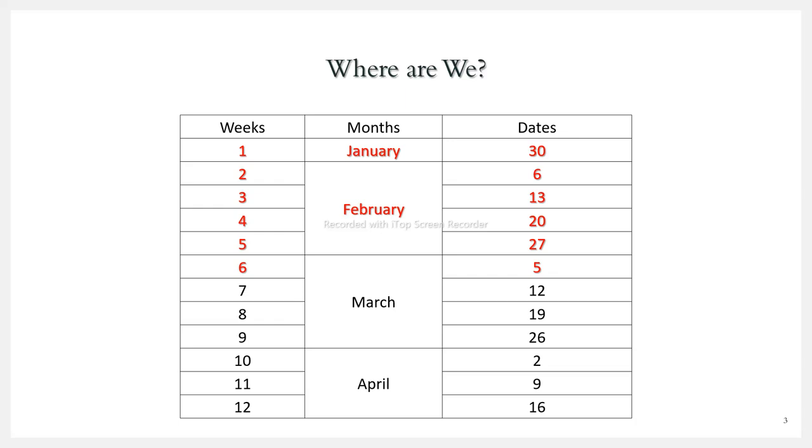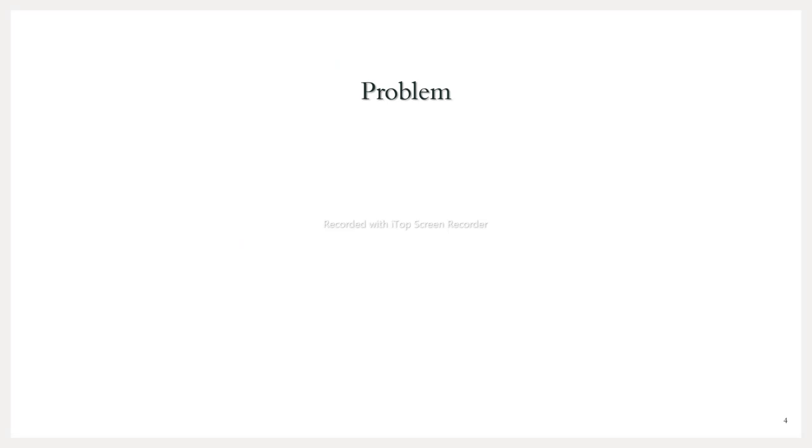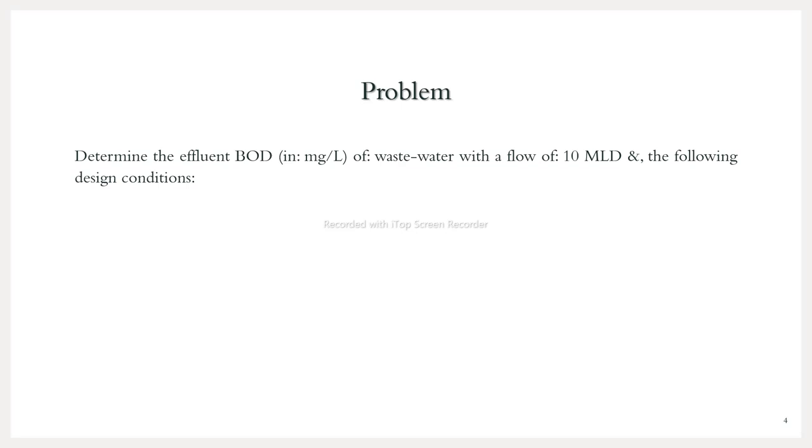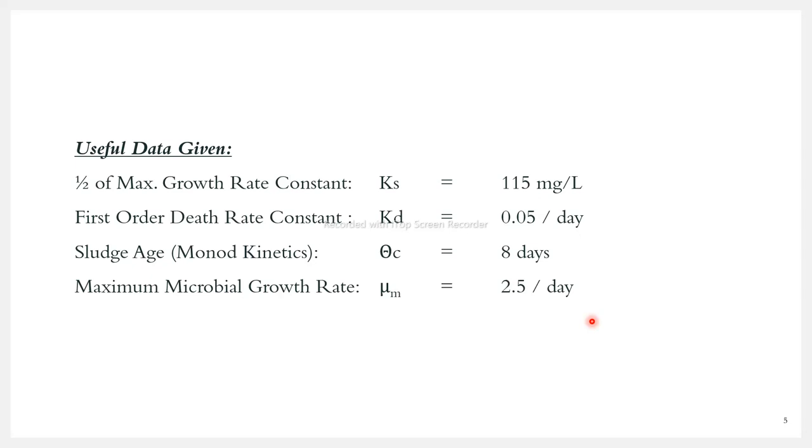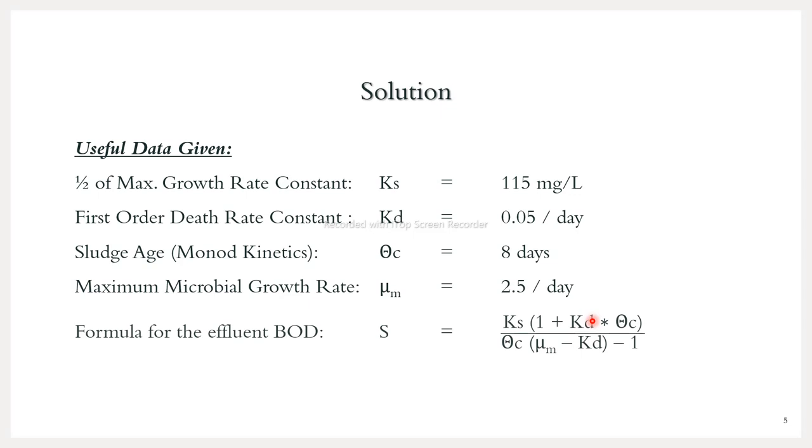Okay, so now, last week we solved a problem where we had to determine the effluent BOD of wastewater flow of 10 MLD with certain design conditions. I don't know whether you were present there or not. All the data given in the problem was not required, especially the inlet flow and inlet BOD were not required for calculating the outlet BOD, which was a bit strange, and the formula that was used was something like this.